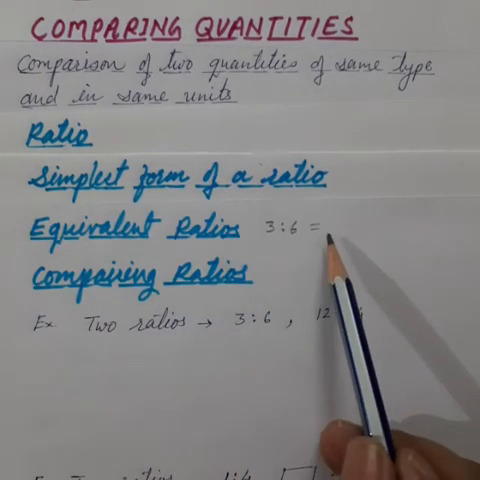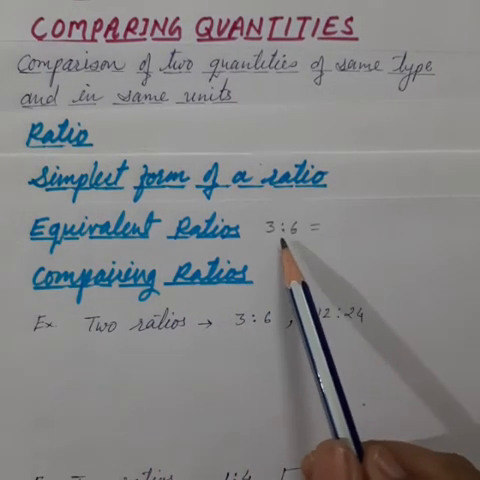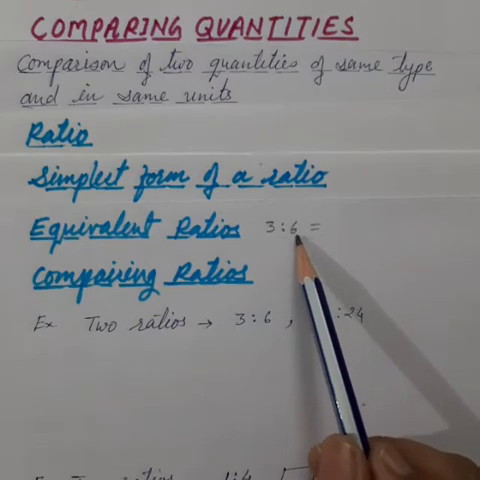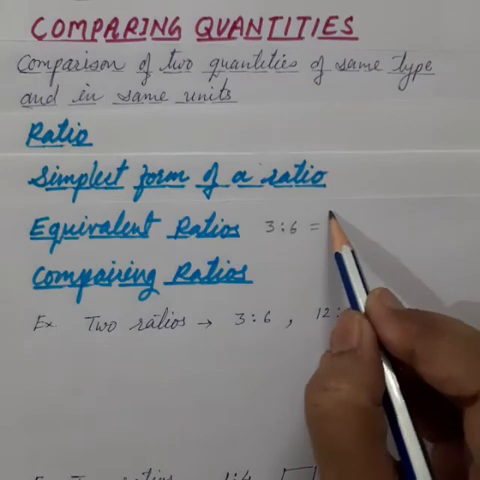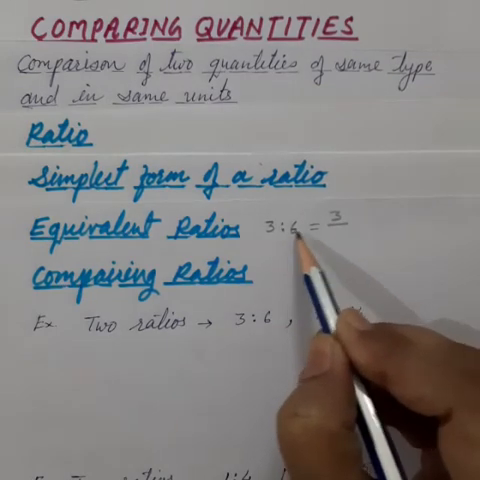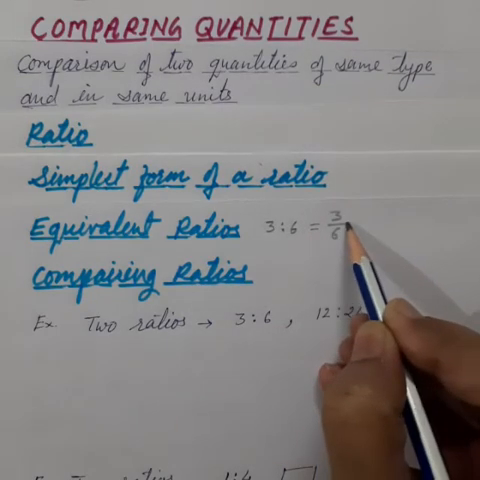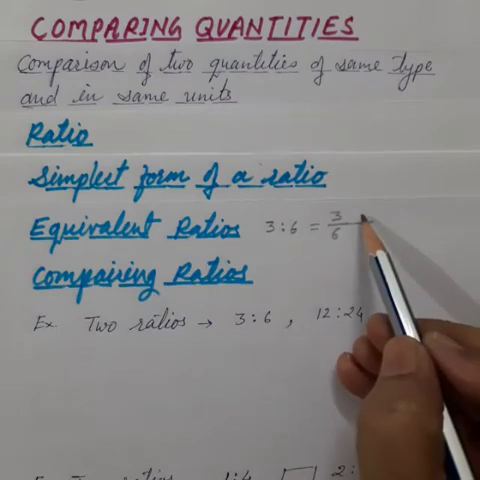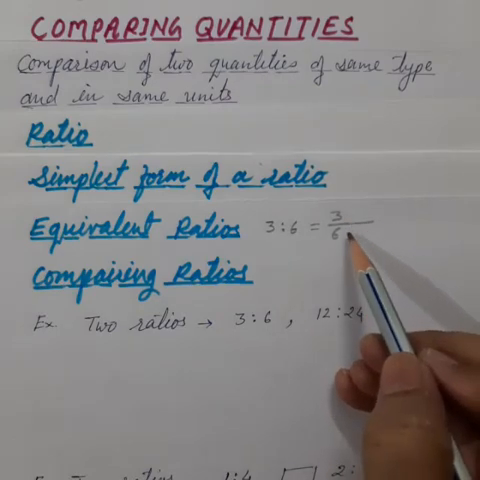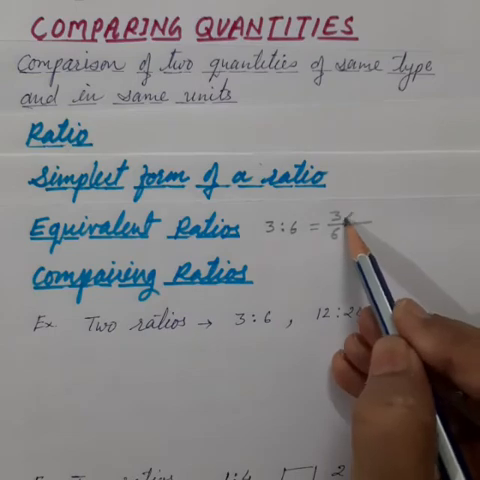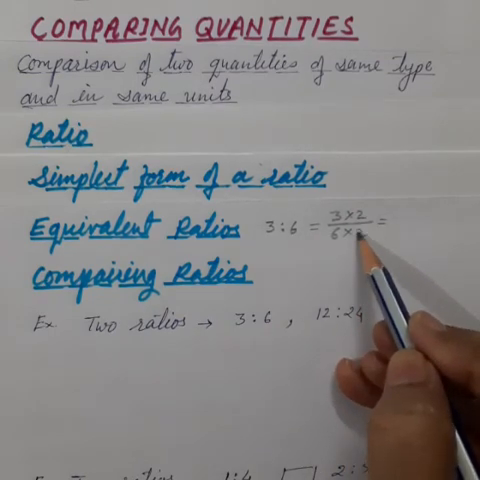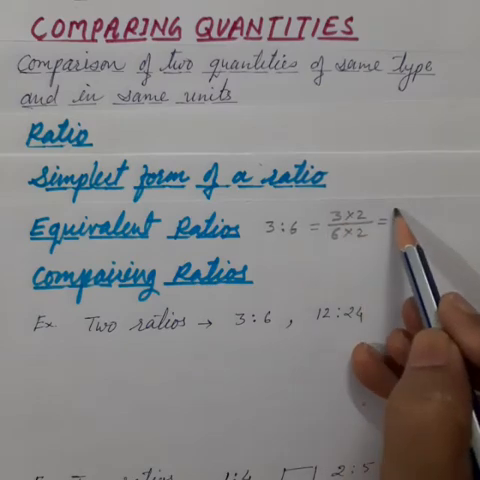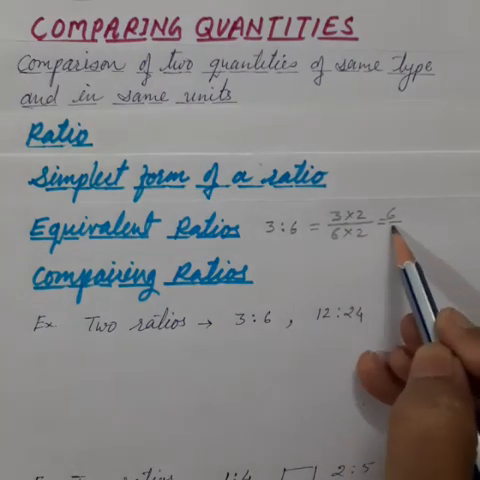Equivalent ratios. As we get equivalent fractions, in the same way we get equivalent ratios. For that, first we have to convert this ratio into a fraction. First term in numerator, second term in denominator. Now we can multiply or divide both numerator and denominator by the same number. So here we are multiplying both numerator and denominator by 2. 3 2s are 6 and 6 2s are 12.